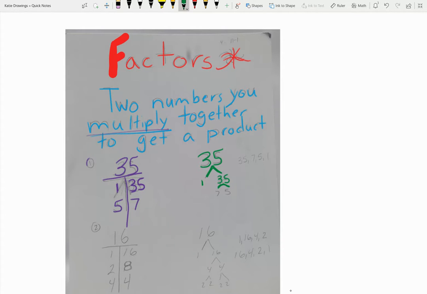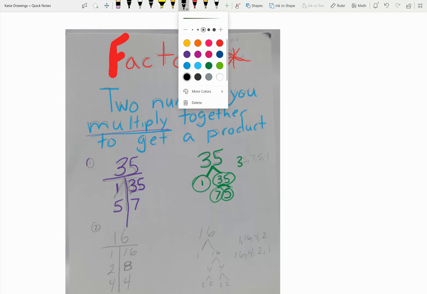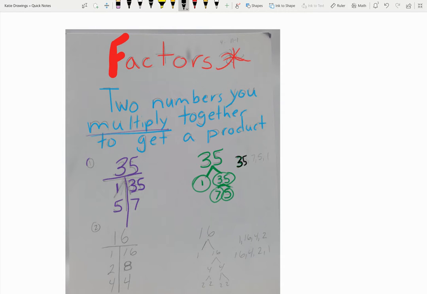And I don't make a tree over here because there's really no two numbers I can multiply to get 1. I mean, 1 times 1, but that's just silly. So I'm going to make my tree here. And then once again, 7 times 5. And then everything that's at the bottom of the tree are the factors. So for both of them, no matter which way you decide to do it, your factors would be 35, 7, 5, and 1.